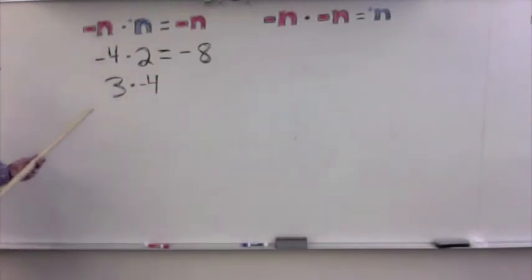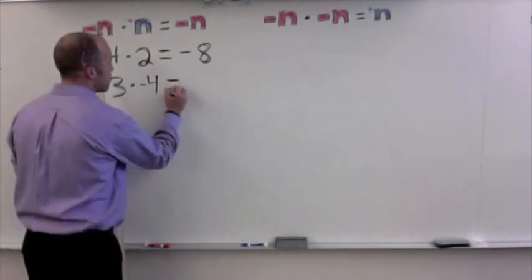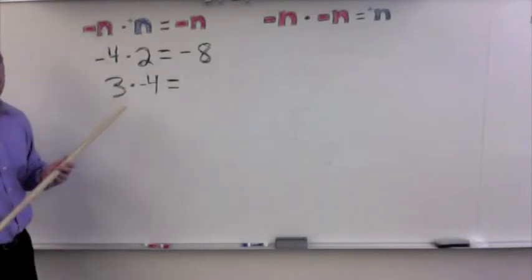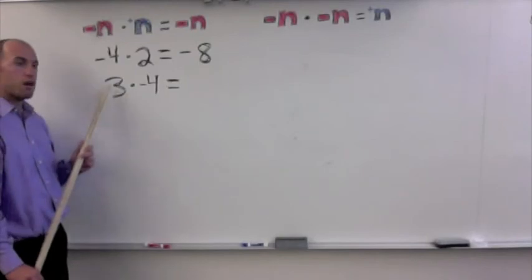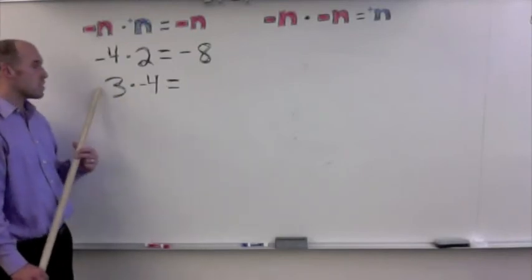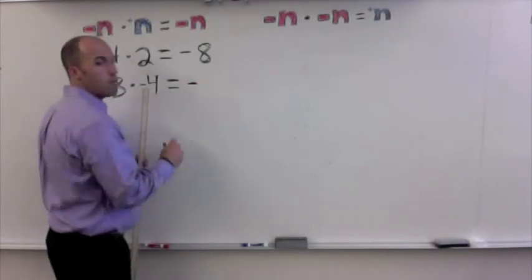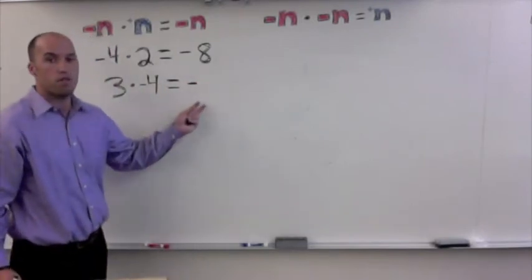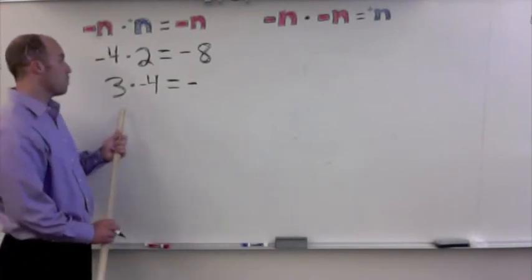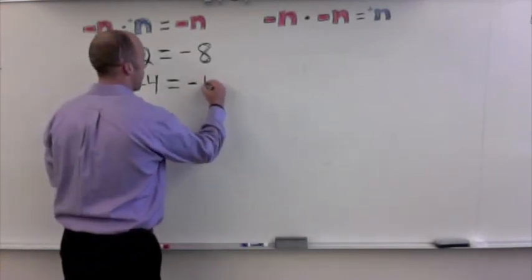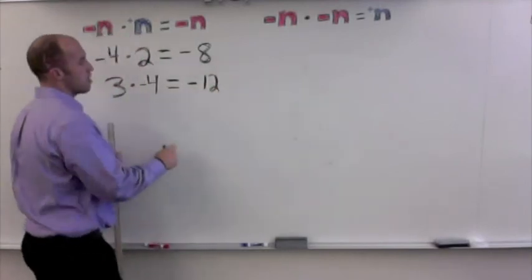All right, so we have 3 times negative 4. Before we do anything with numbers or any computations with numbers, let's just look at the signs and figure out what our result is going to be. We have a positive sign and we have a negative sign. So a positive sign and a negative sign are eventually going to lead to a negative sign. Right off the bat, I know whether the result is going to be negative or positive. Now we can worry about the number side of it. 3 times 4 is 12. So our answer is going to be negative 12.